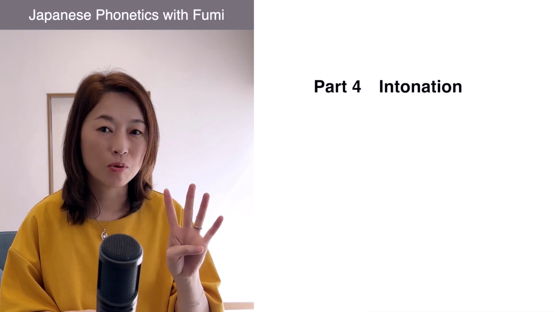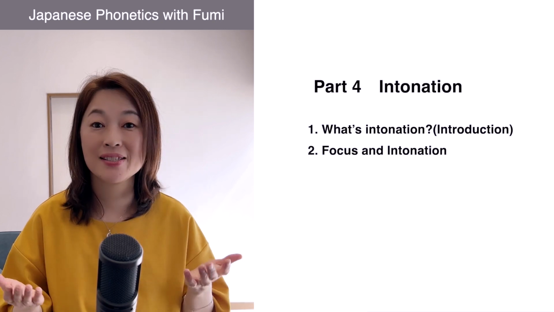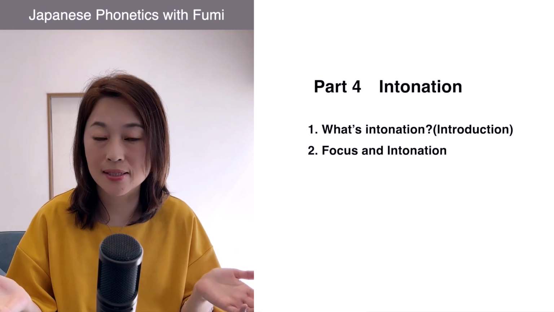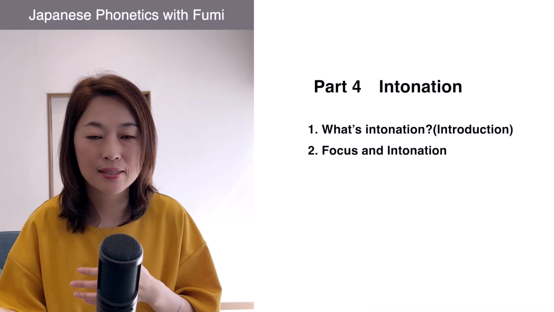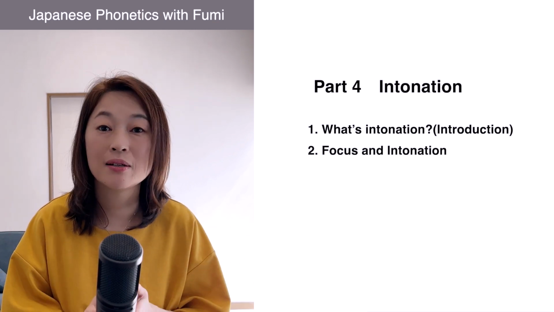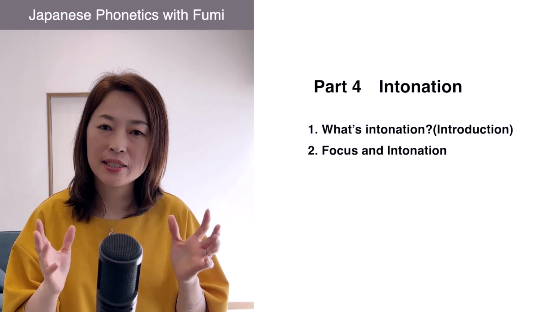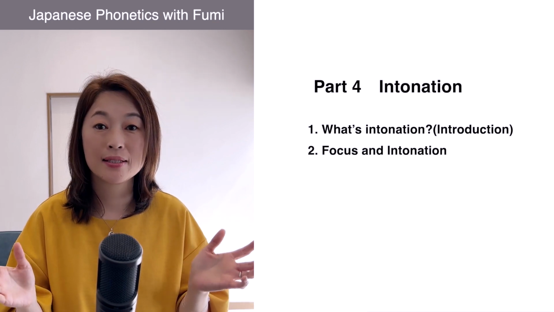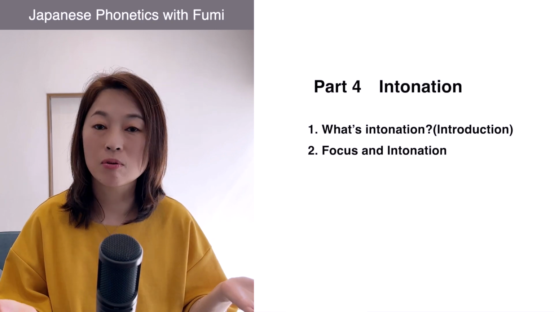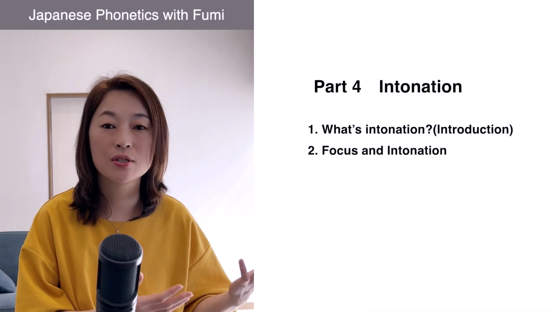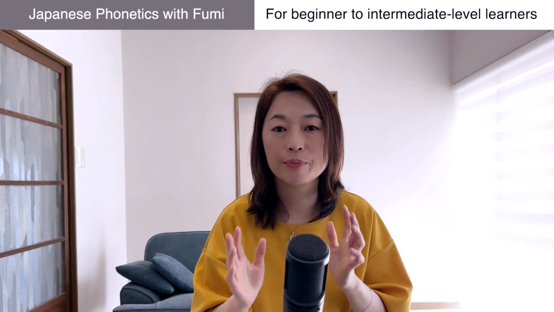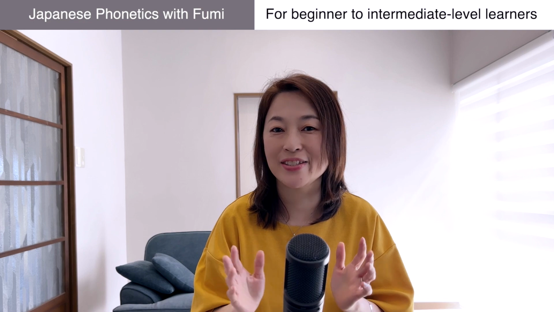Then in part 4, we'll learn about Japanese intonation. Intonation is the change in pitch in a sentence, while pitch accent is the change in pitch in a word. Accents are determined for each word, but intonation is not like that. It represents the meaning of the sentence. So in part 4, we'll learn the natural intonation for speaking Japanese. I'm positive this course will help you sound natural when speaking Japanese.